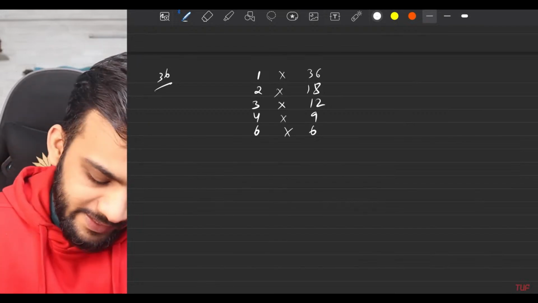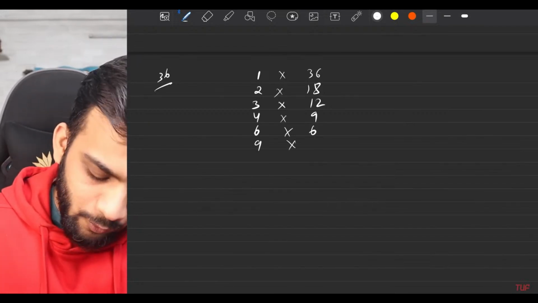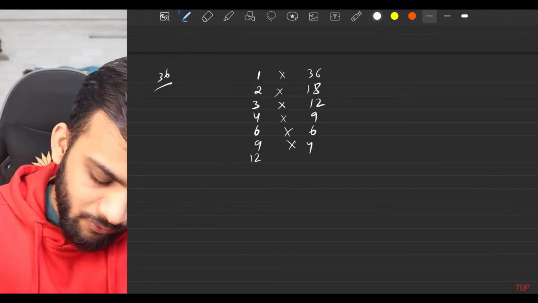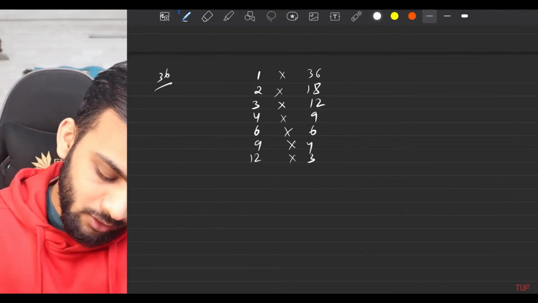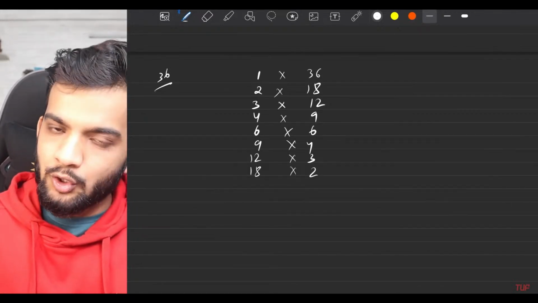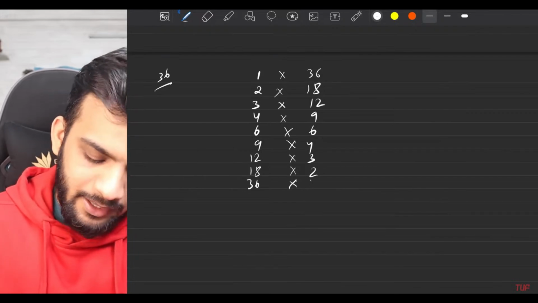The next factor is actually 9, and then you multiply it with 4. The next factor is 12 and you multiply it with 3. The next factor is 18, you multiply it with 2. And the next time it is 36, you multiply it with 1.